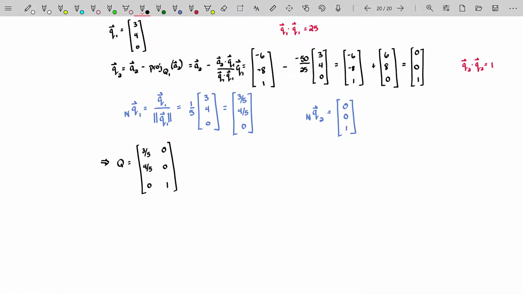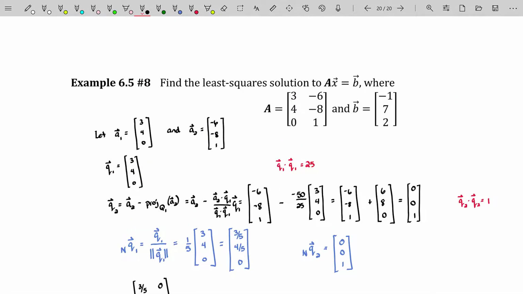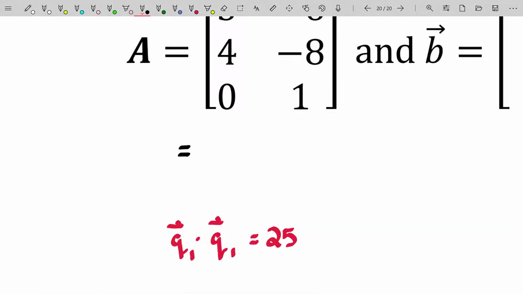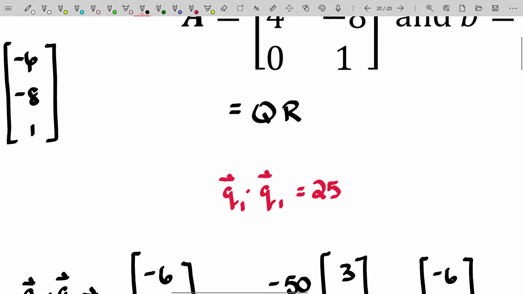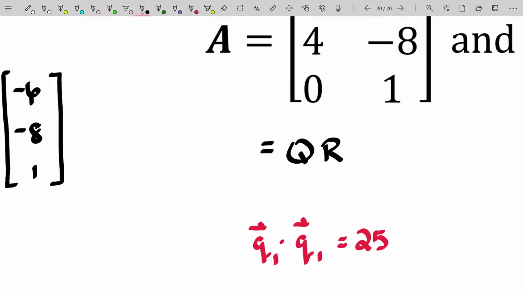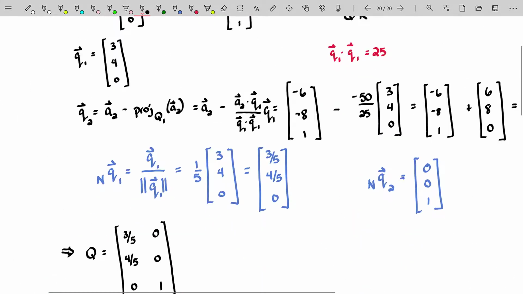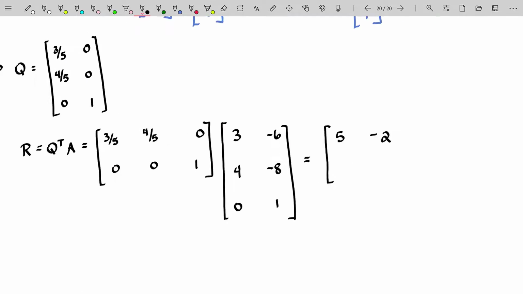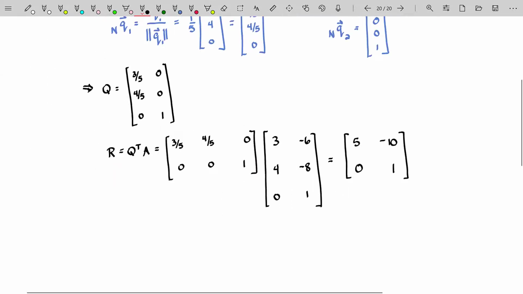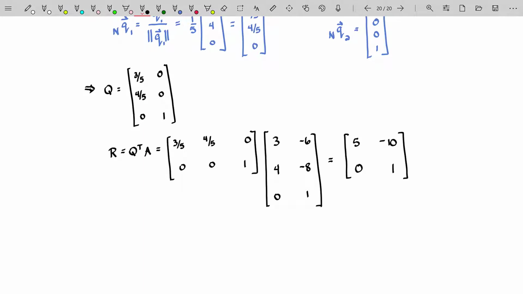So again, I know that A, the matrix A right there, is going to be the same thing as q times r. However, because q has orthonormal columns, q transpose times q is actually the identity matrix. So if I want to find r, I'll multiply both sides of that equation on the left by q transpose so that r is equal to q transpose times a. All right, so this gives us r right here. We have q and r ready to go.